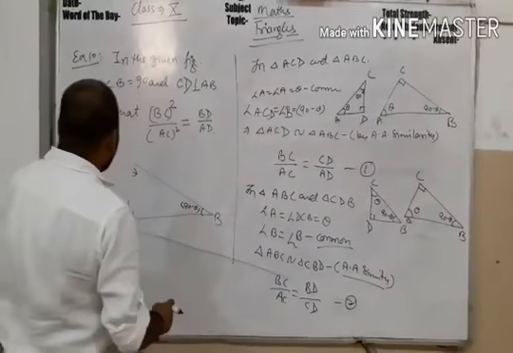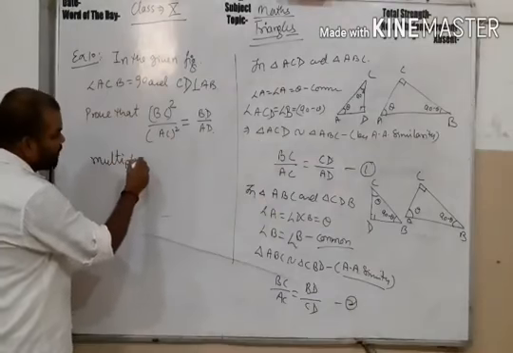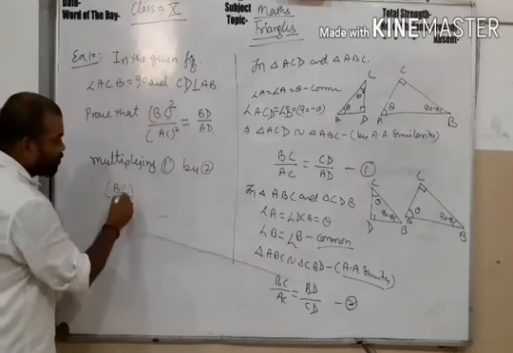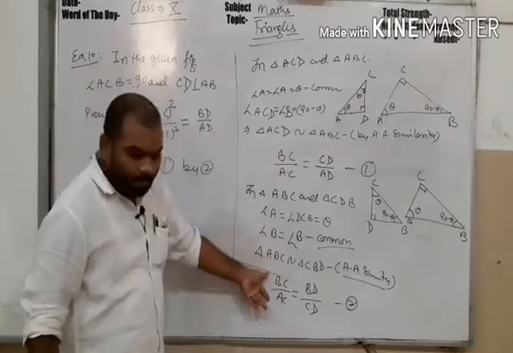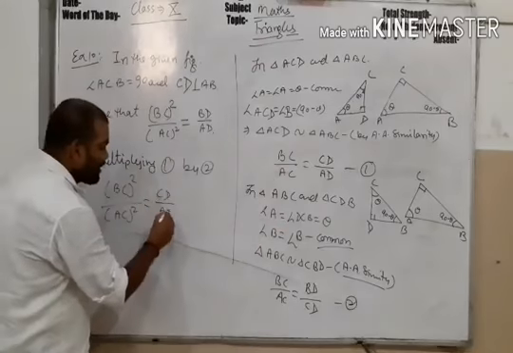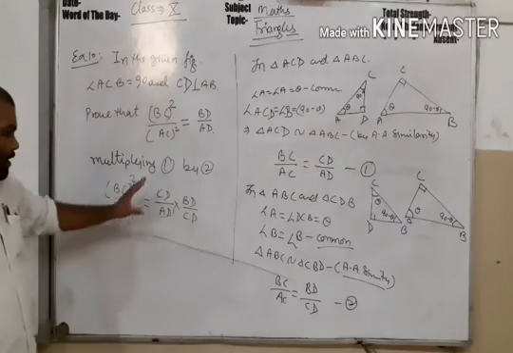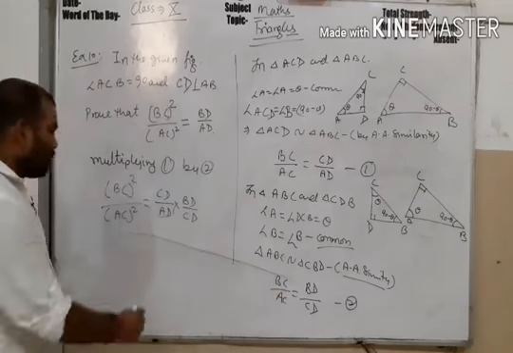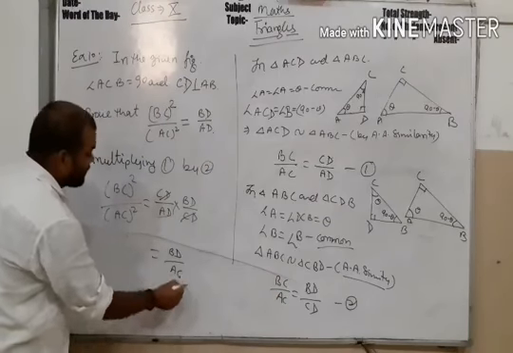Okay. So multiplying equation 1 by 2, we will get the square of BC upon the square of AC. Now BC by AC into BC by AC, that is the square of BC by square of AC, is equal to CD by AD into BD by CD. Now BC by AC is CD by AD and BC by AC is BD by CD. Now you see this CD is cancelled, so we get this BD by AD.